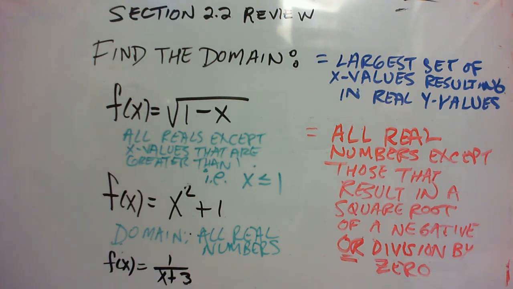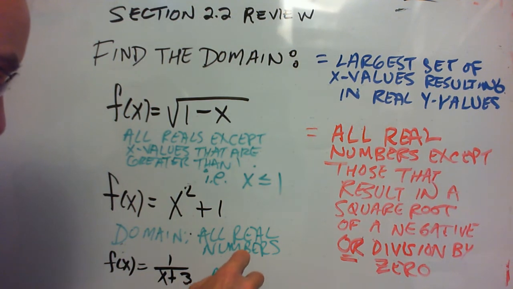And I'll squeeze one more example in at the bottom here. Find the domain of f of x equal 1 over x plus 3. Well, negative 3 gives you division by 0, so the domain is all reals except x equal negative 3.